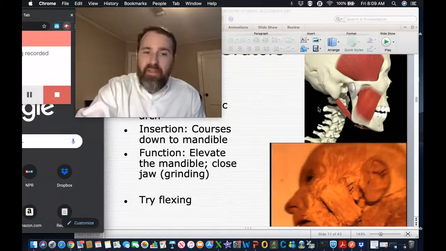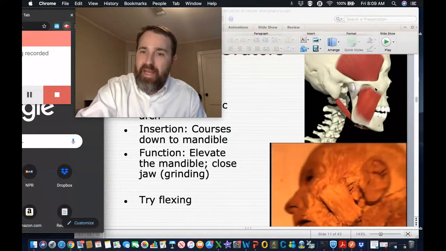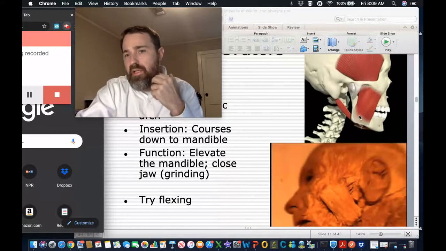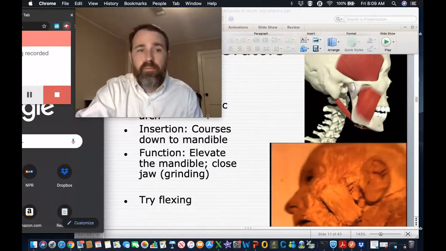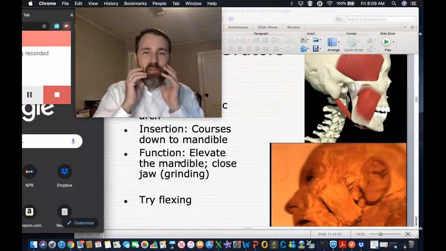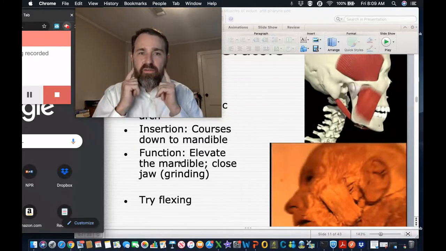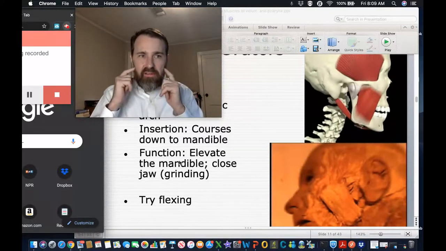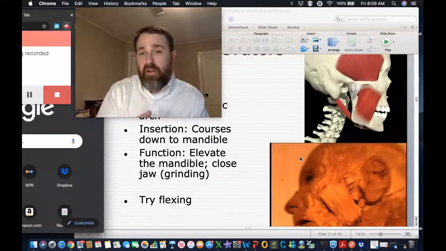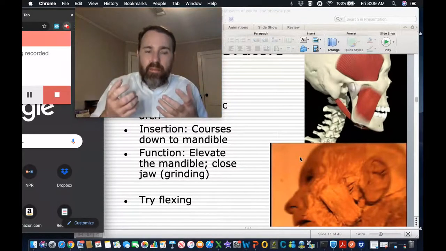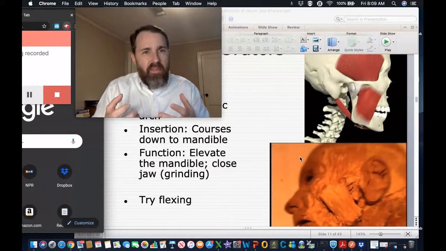Looking at this image here, you can see that the masseter originates on the zygomatic bone, and it courses down to insert into sort of the base of the ramus of the mandible. And if you put your teeth together and clench your jaw, you will feel the masseter flexing right here. The function of the masseter is to elevate the mandible for the purposes of mastication.